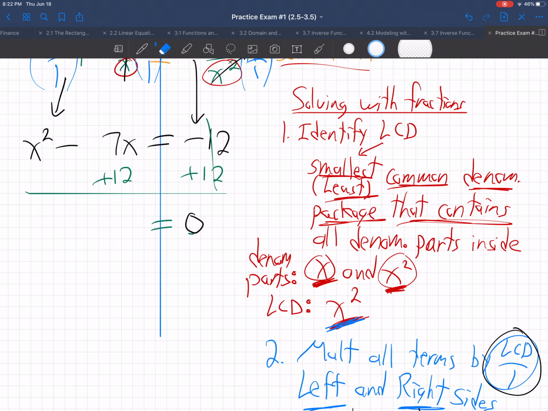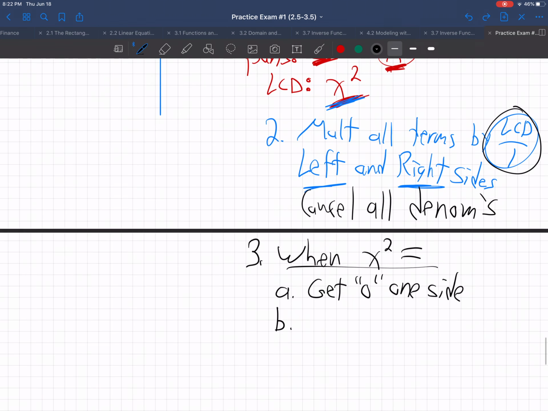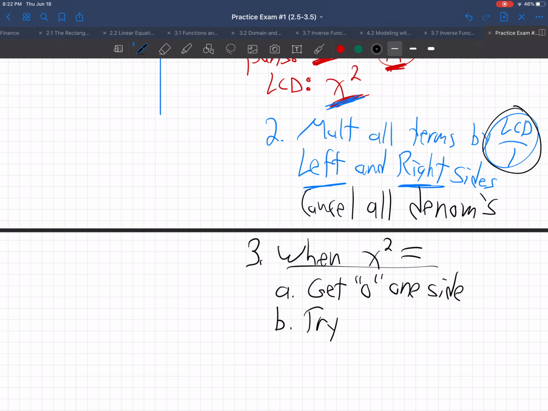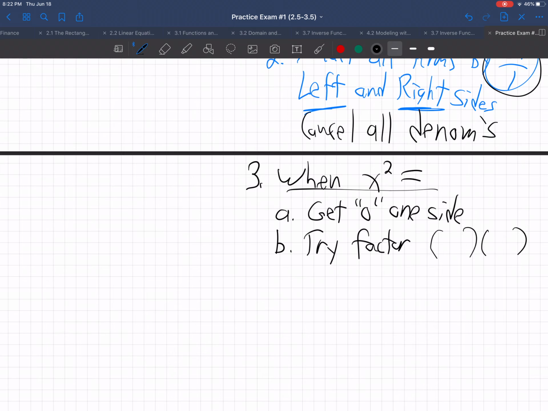Whoops, kind of bad. There we go. And the other side will be x squared minus 7x plus 12. These guys have to stay separate because they're unlike terms. Okay, now that's step one: get a 0, and then try to factor, meaning with the 2 parentheses.